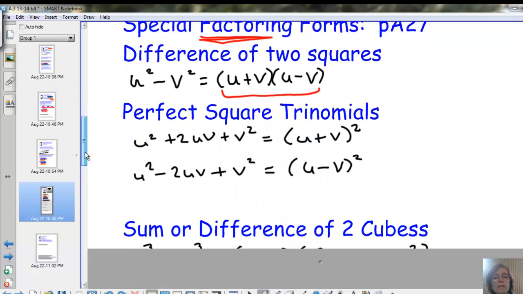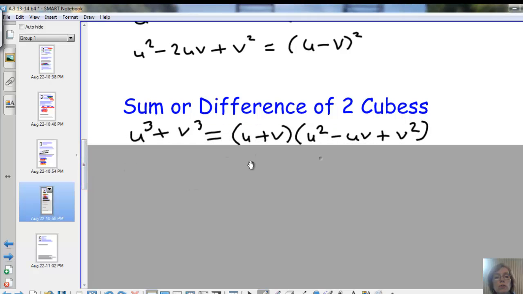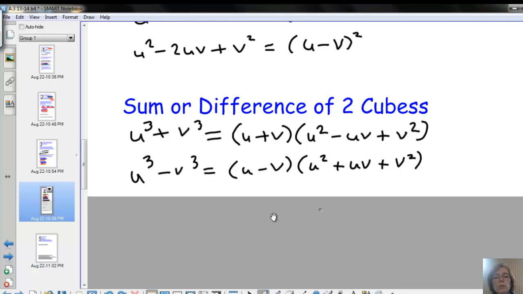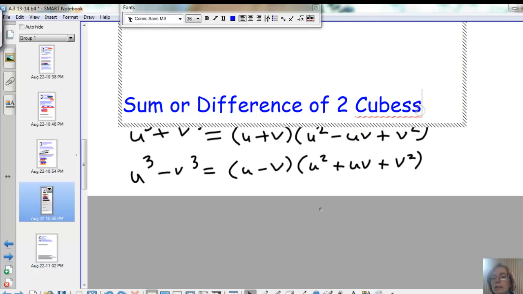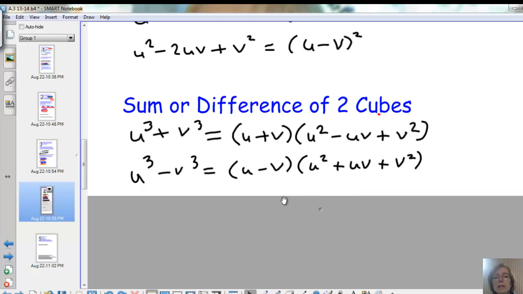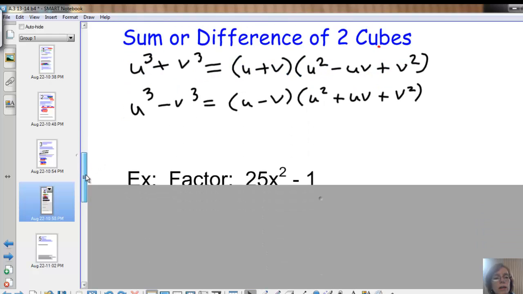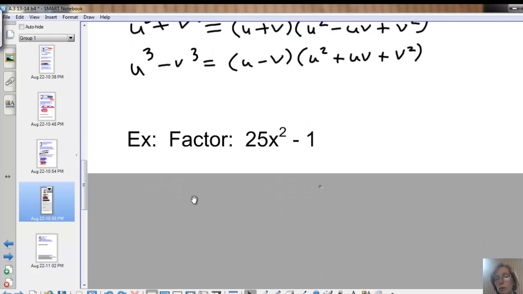And the last set of these special factoring forms is the sum or difference of two cubes. So the first one looks like this: u cubed plus v cubed can be factored into u plus v times u squared minus uv plus v squared. And there's one for the difference of two cubes also. A little typo there, which you guys have probably been staring at. Let me fix that because it's going to bother me. All right. Sum or difference of two cubes. And so the second one was u cubed minus v cubed factors into u minus v times u squared plus uv plus v squared. So let's take a look at a few examples of using these special factoring patterns.